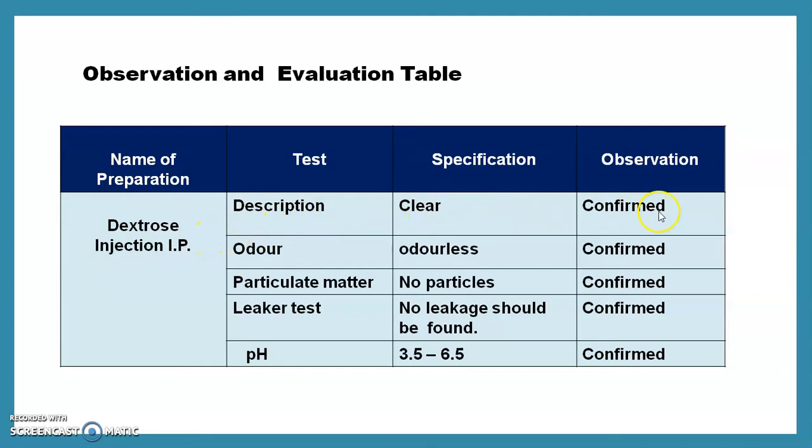It's clear, and we confirm that test. Second, odor: odorless, we confirm that test. Third test is particulate matter. We see there is no particle in our ampoules. We confirm that test. Leakage test: no leakage should be found. We also confirm that test. And the preparation's pH is between 3.5 to 6.5 and we confirm that test also.